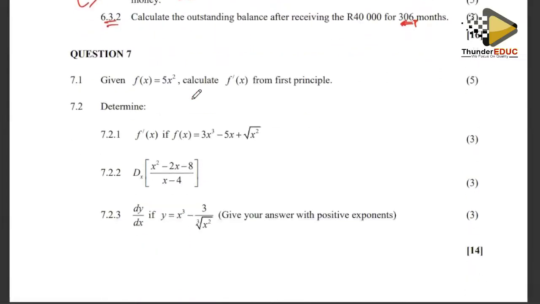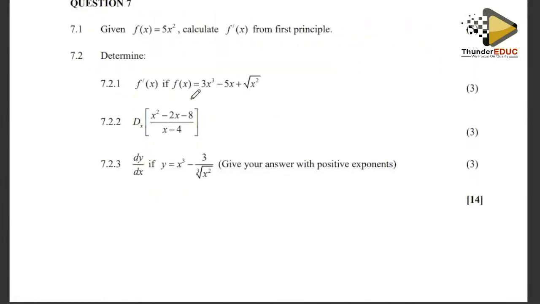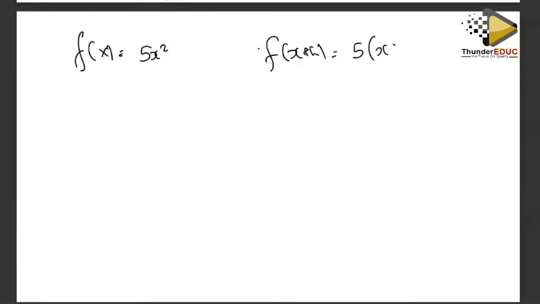Then question number 7, which is calculus. Now they want us to get this from first principles. So 5x squared from first principles. One thing we need to know is that if our f of x is 5x squared, we need to find f of x plus h, which will be 5 into x plus h squared.